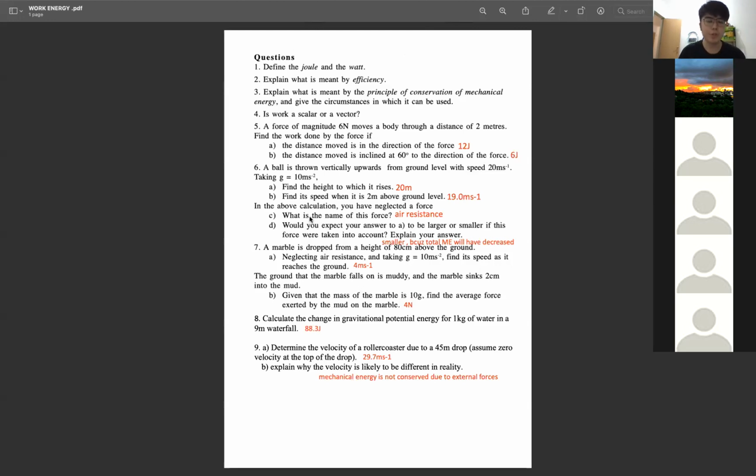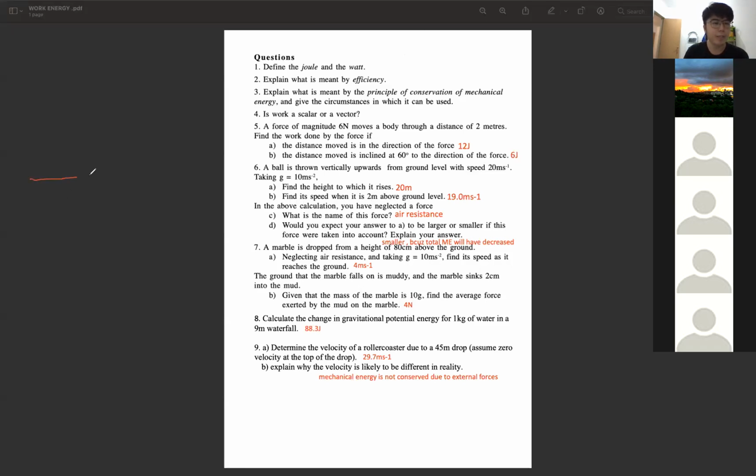Question 6: a ball is thrown vertically upwards from ground level with a speed of 20. Find the height to which it rises. Okay, 6A is 20 meters, that's the answer. And I want to talk about 6B. Find its speed when it is 2 meters above the ground level.